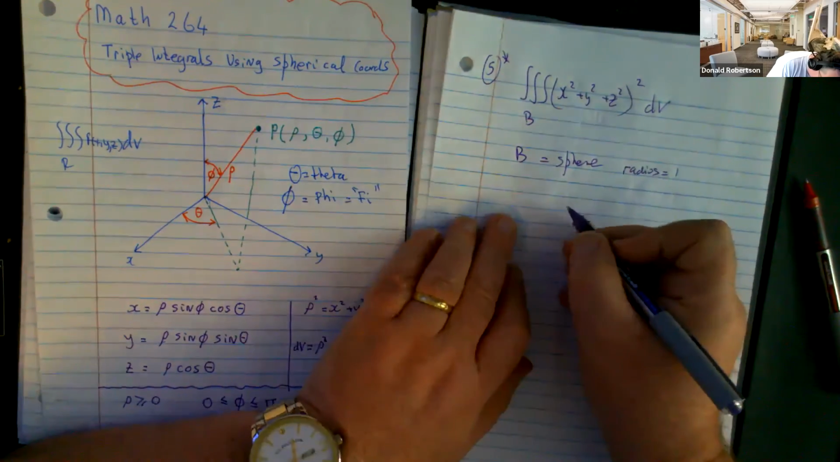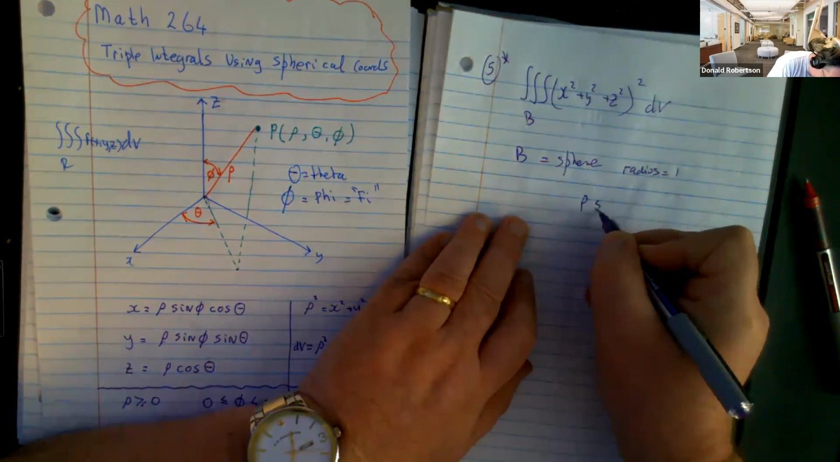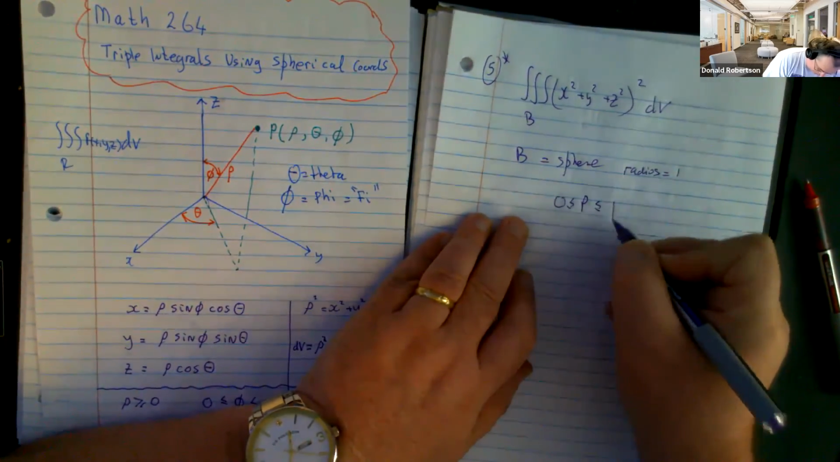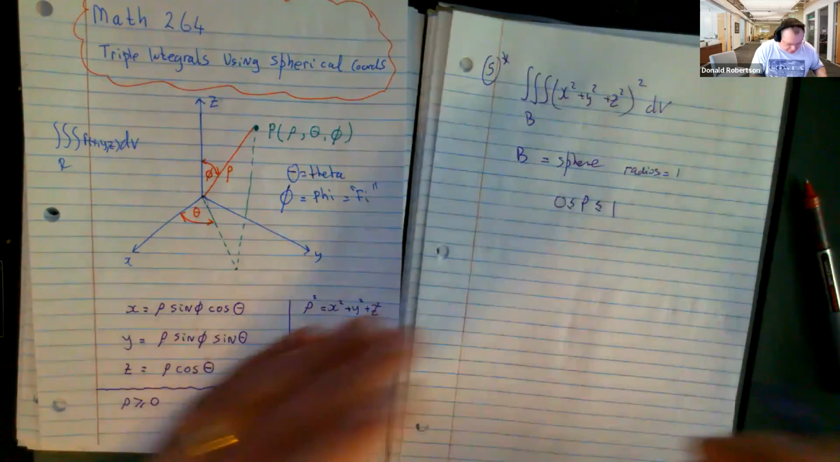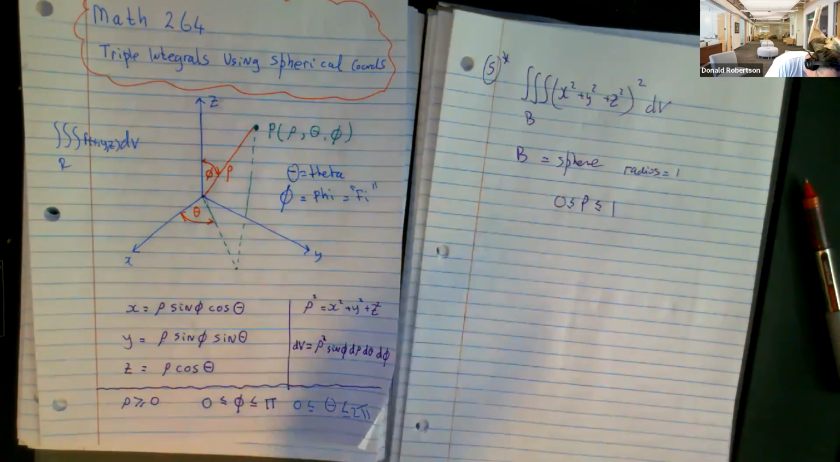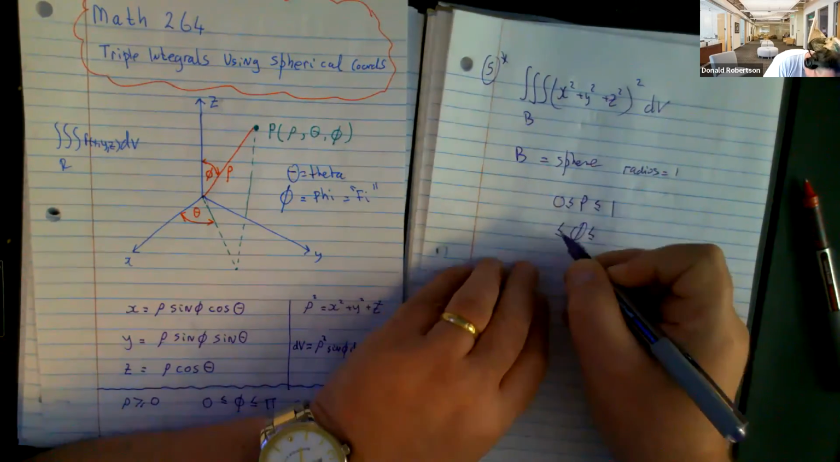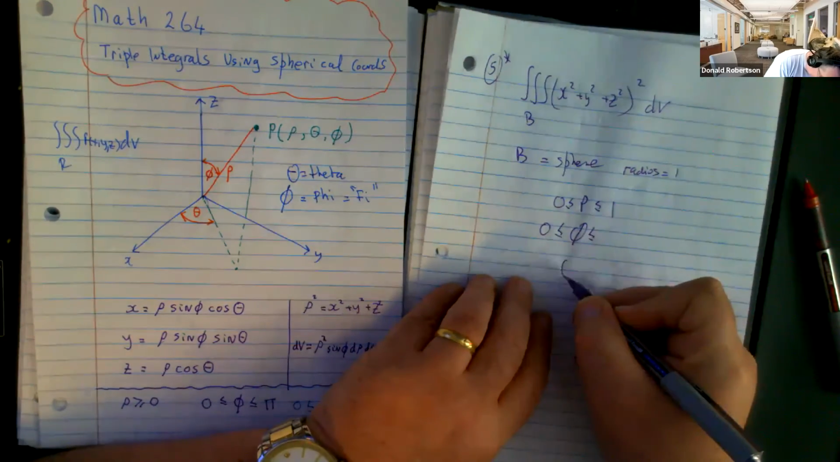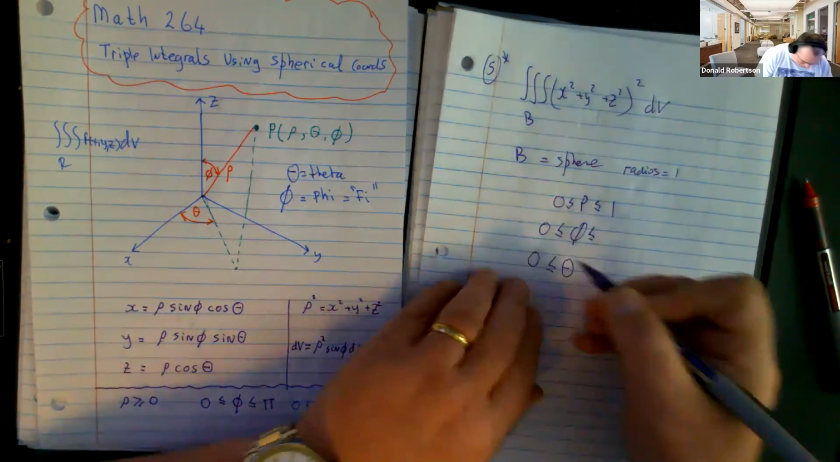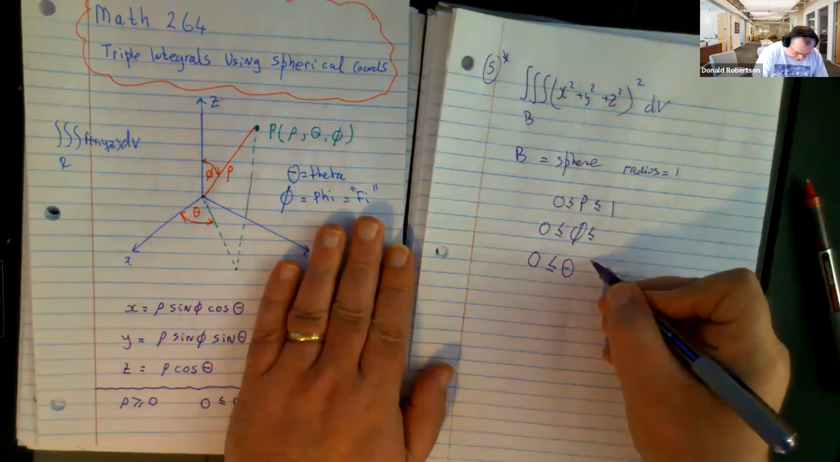So, rho is 0 to 1, right? If the radius was 10, it'd be 0 to 10. Phi, since it's an entire sphere, goes from 0 to some number. And theta, since it's an entire sphere, goes from 0 to what number?